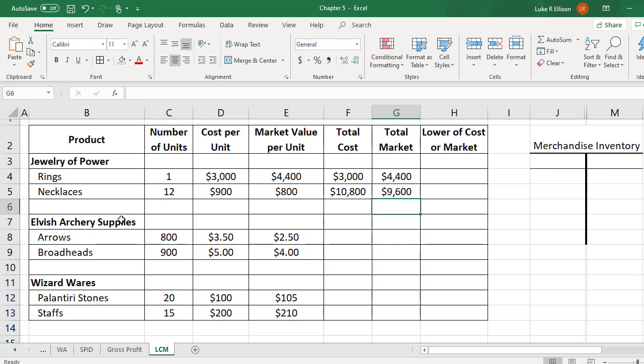Now you can continue this process for the following 4 items, but I'm just going to speed this up here. You can pause the video and do that on your own if you'd like. But you should get the following amounts for the remaining products.